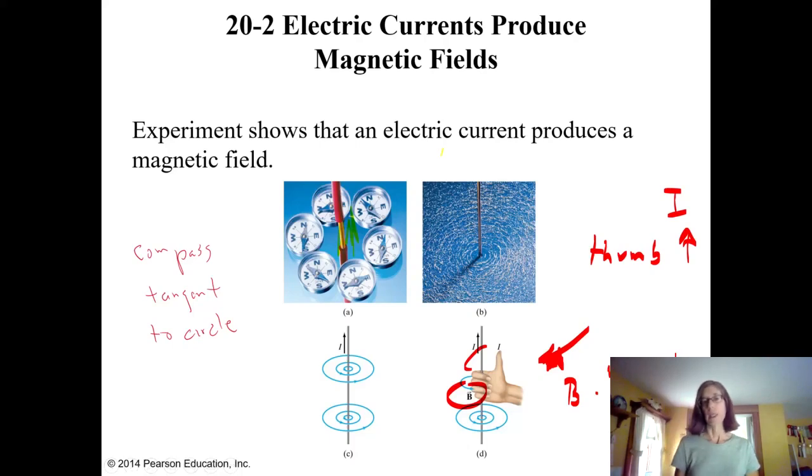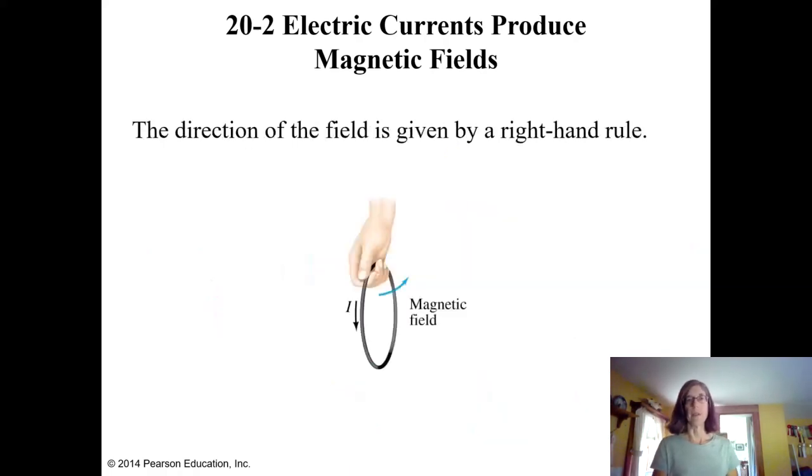So a current produces a magnetic field. You can use the right-hand rule. There are 2 right-hand rules. We'll call this one right-hand rule number 1 to determine the direction of the magnetic field. So this shows it a little bit closer. Now here we have a loop, all right? And if the current is going downward, then using the right-hand rule, it's clear that the magnetic field direction is basically circular and up this way.